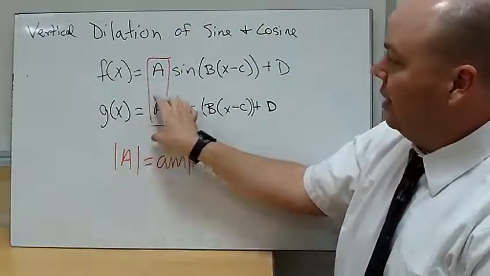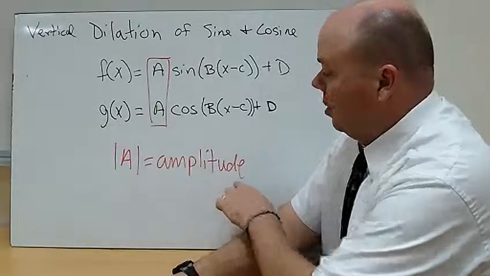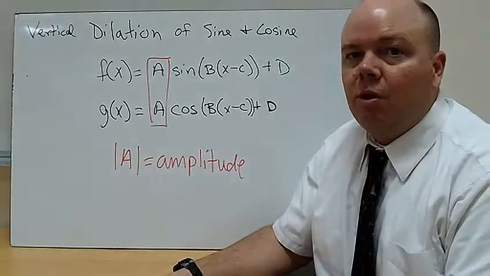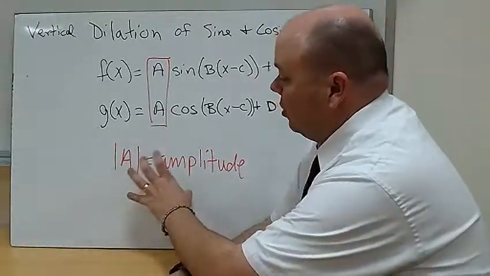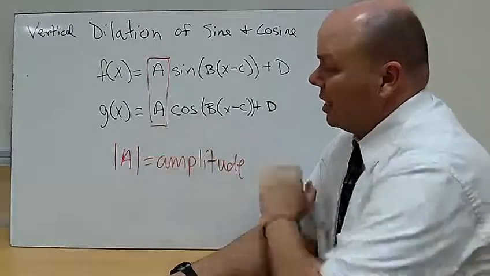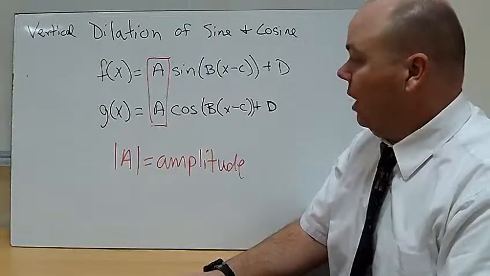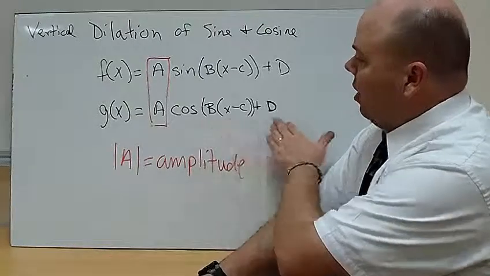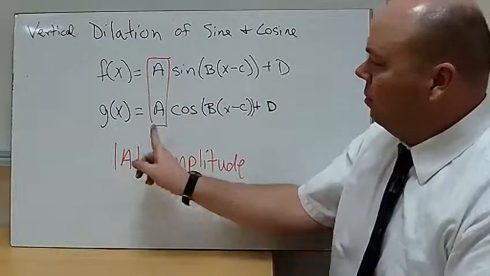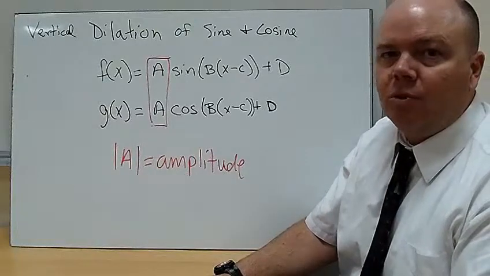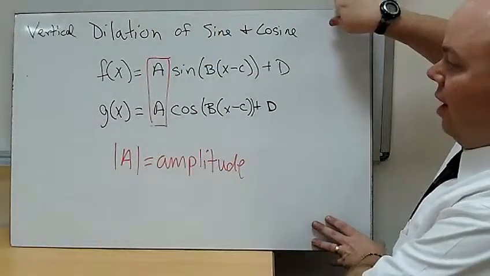This a, the a value, is going to have a special name called amplitude, and I'll explain more about that later on. But the amplitude is exactly what a is equal to. It's the absolute value of a is equal to the amplitude of the graph. And later on we'll look at what these other letters do, but for this one I'm just going to focus on what happens with a, or what does a do to the graph.